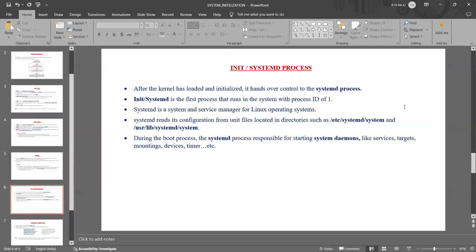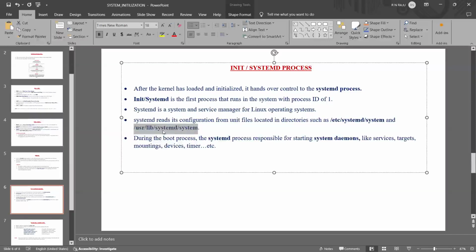In this case, where are your services, target groups, and everything? All your systemd targets are under /usr/lib/systemd/system. In this location are your target groups and files and directories related to your systemd configuration files and everything. So in the last point, during the boot process, the systemd process is responsible for starting system daemons like services.